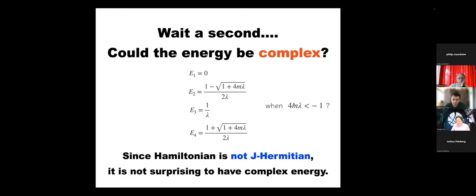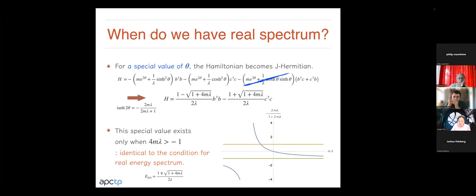For example, when 4mλ is greater than minus one, the energy is real, even though the Hamiltonian is non-Hermitian. So this is the surprising point. Now, looking at this Hamiltonian, you can ask: theta was a parameter when we mapped from the canonical variables to the b and c. Then why not choose theta in a way that this crossing term vanishes? That solution is here. This is the solution for vanishing this term.